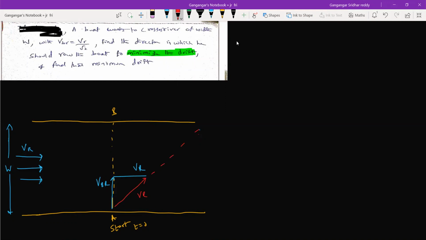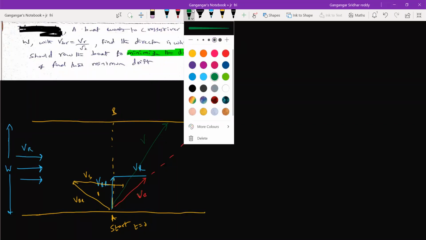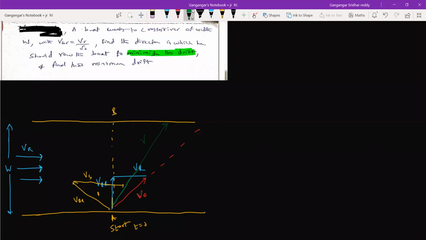Okay, now let him row the boat in this direction. Then the river current will push him like this. Then what happens in the second situation? He will come here, no? I'm asking you to analyze. Don't go for solving the problem. First you analyze it. What are the conditions there?